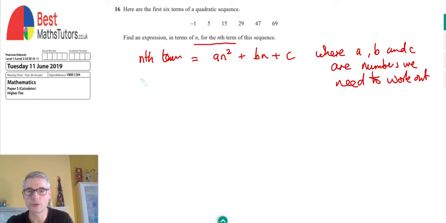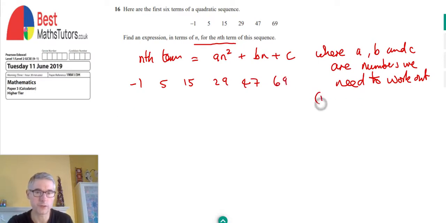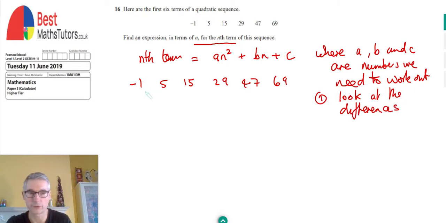So the first thing we could do, I'm just going to rewrite this sequence again: -1, 5, 15, 29, 47, 69. And the first thing to do, so step 1, is look at the differences between each term. So we make another row, and we look at the differences on the first row.